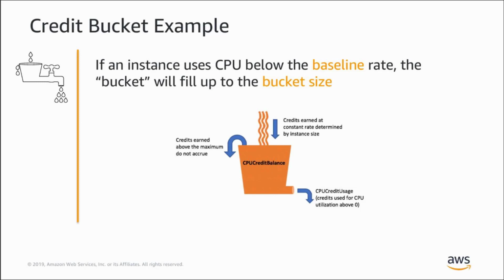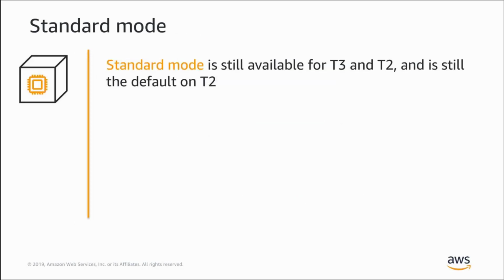So then you can see here on the side, the credits earned above the maximum do not accrue. And then you would just keep your credit limit at the max for your instance. If, for example, during one day, you had a very low usage pattern. So that's the unlimited mode. And we're going to talk about that more in a deeper dive example.